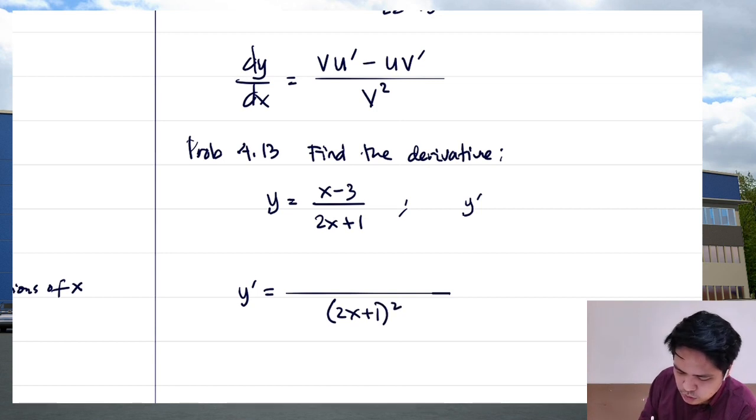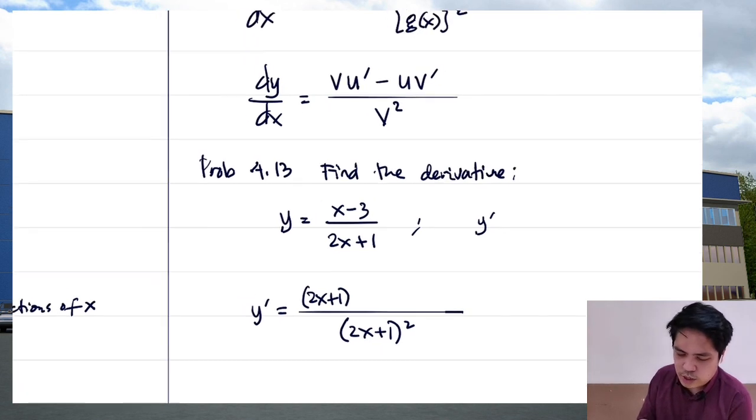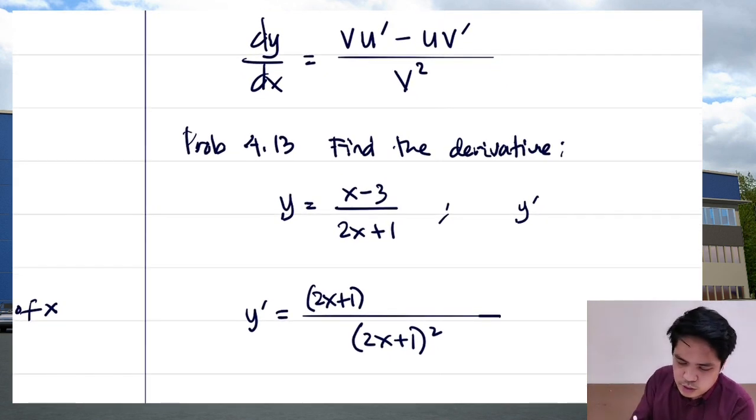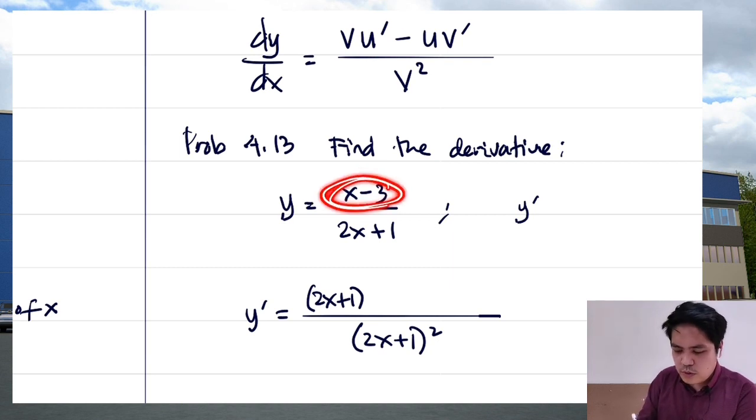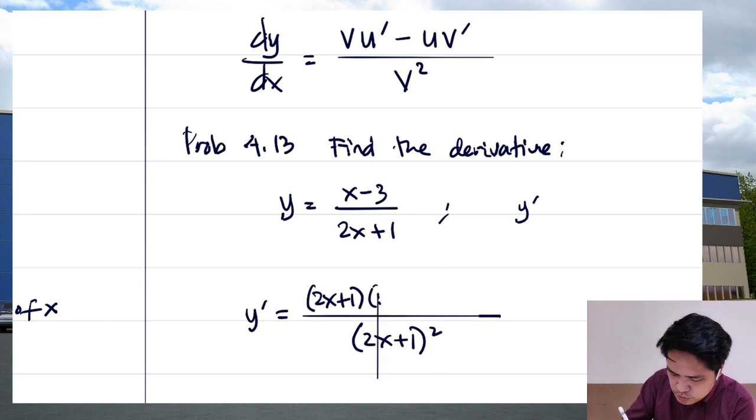Then you just copy also the denominator. It's just copied there. So that's 2x plus 1. Don't forget to be careful with the grouping symbol. Then times u prime, the derivative of the numerator. We know that the derivative of this is just 1, or 1 plus 0. So times 1.